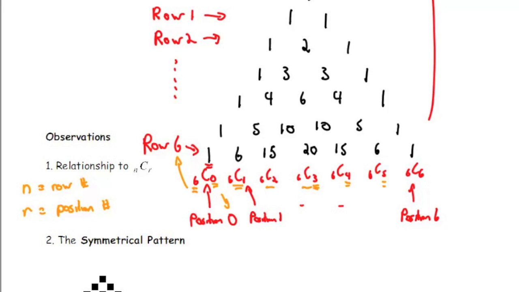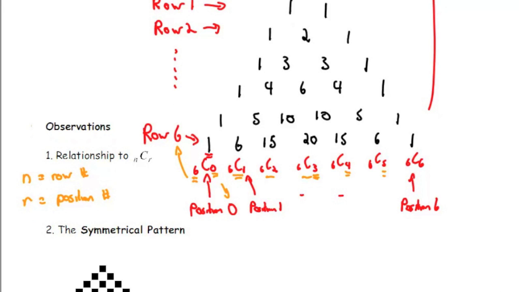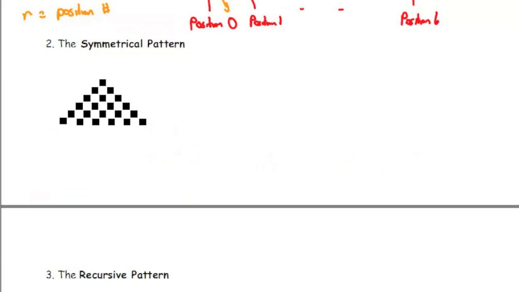Isn't that cool? That means for any combination type question, if we know that there's 6 objects that we're going to change the combinations of, we could just go to row 6 in the Pascal's triangle and we'd get all the different numbers for these particular situations. Isn't that wicked? I thought so.